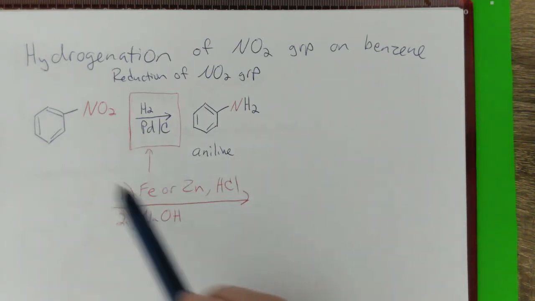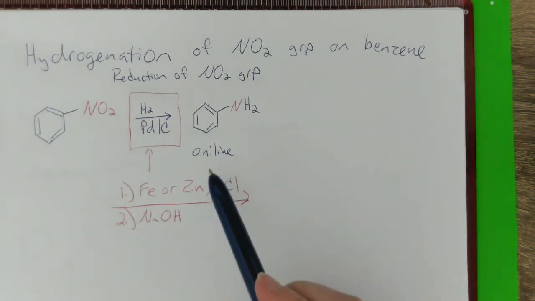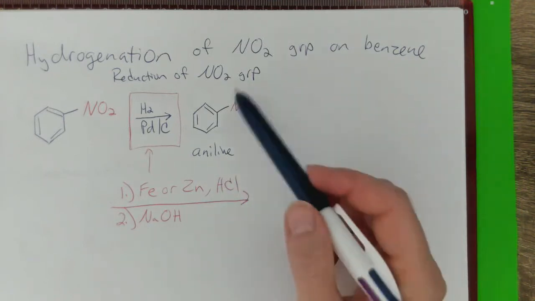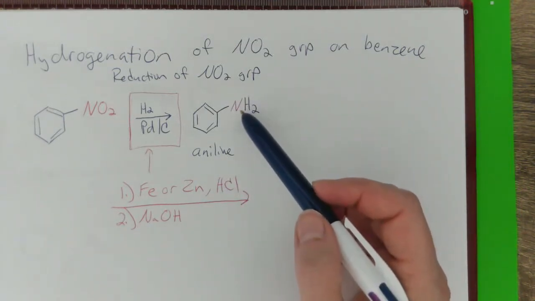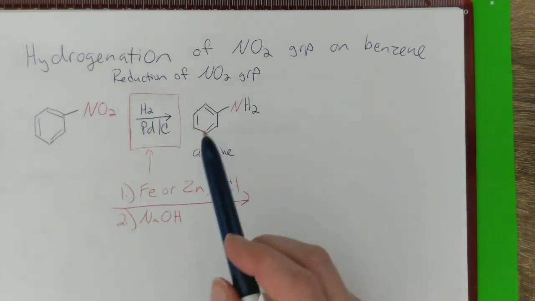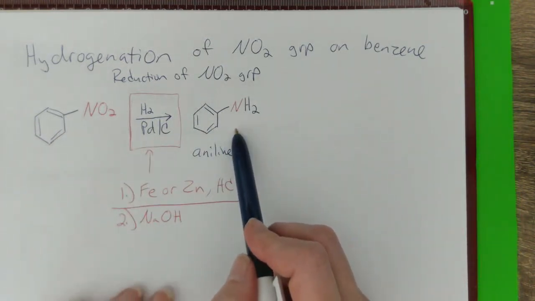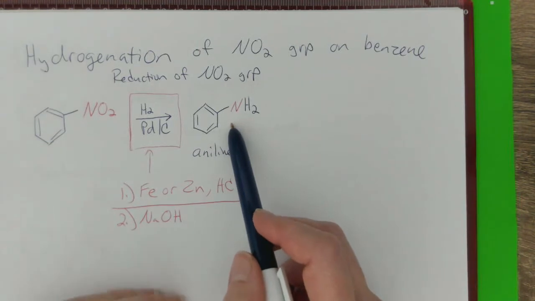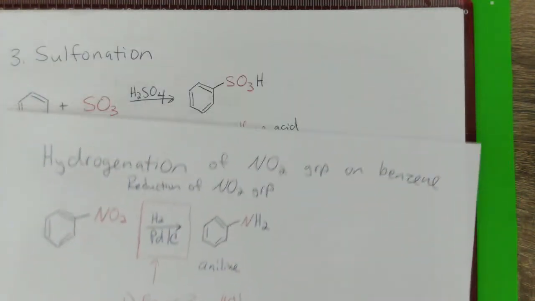This is a really, really useful reaction, again, for making aniline, because we can't put an amino group directly on a benzene ring. We are going to first do nitration and then reduce it to make aniline. Okay, so make sure you know about this reaction. This will come in handy.